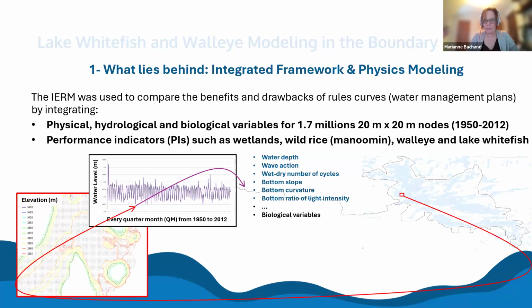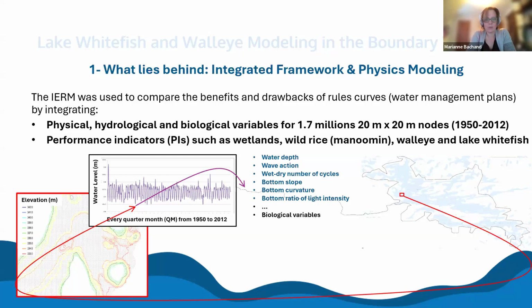So for example, the time during a growing season that a node is flooded. We have the slope, the bottom slope, the light at the bottom. So we have all of those layers that are a collection of information. And having those layers, we can link them. We can link the physical variable to biological observation to develop performance indicators.